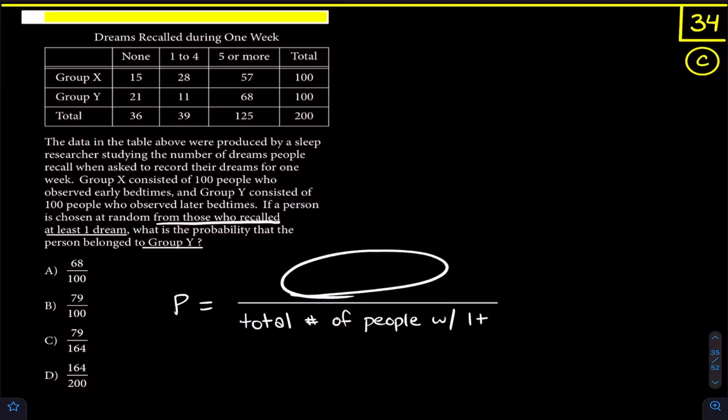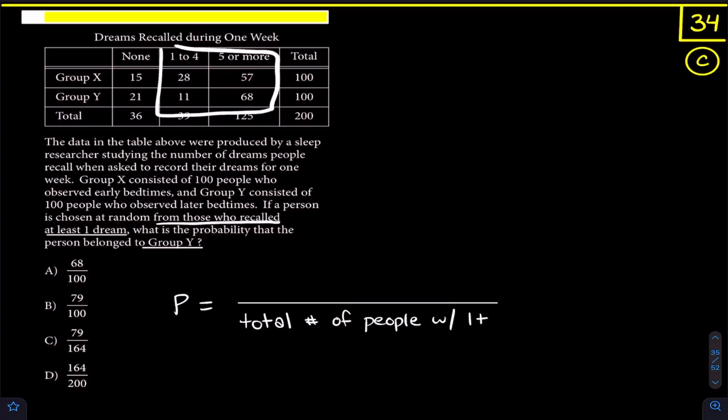And, well, what's the numerator? That's going to be the group that we're trying to look at here. We're talking about Group Y. And it's not going to be the total number of people in Group Y. No, that's not what we're talking about. We're saying, hey, we're picking out of the people who have one or more dream that is recorded. So the numerator is going to be just the number of people in Group Y with one or more dream recorded. Okay, so that's how this probability actually looks.